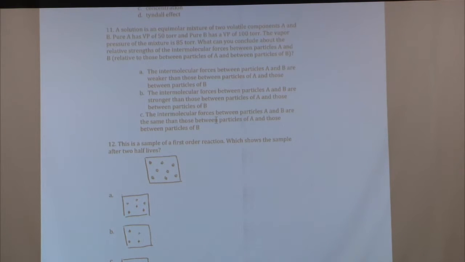Okay, number 11 says a solution is an equimolar mixture of 2 volatile components, A and B. Pure A has a vapor pressure of 50 torr, and pure B has a vapor pressure of 100 torr. The vapor pressure of the mixture is 85 torr. So what can you conclude about the relative strength of the intermolecular forces between particles A and B relative to those between particles of A and between particles of B? So, does anyone have any idea for this question?